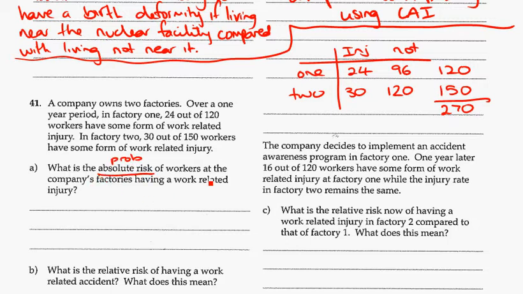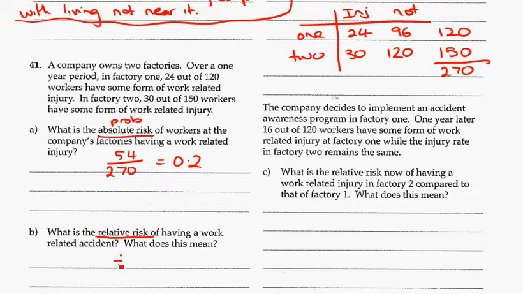Right, the absolute risk. So that's a straight probability of having an injury. So the total number of injuries are 54 out of 270. That's the probability chance of having an injury. Part B, the relative risk, so that means I want to divide two probabilities of having a work-related accident. We'll compare factory 1 with factory 2. It's not very clear from the question, but the probability of having an injury from factory 1 would be 24 out of 120. Probability of an injury from factory 2, and working out that division, equals 1, which would mean an equal risk. So there's the same risk of injury in each factory.